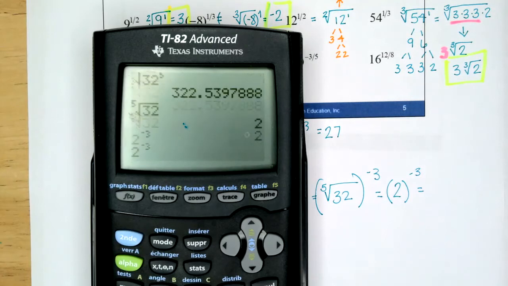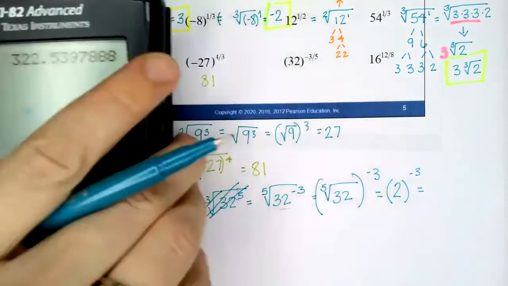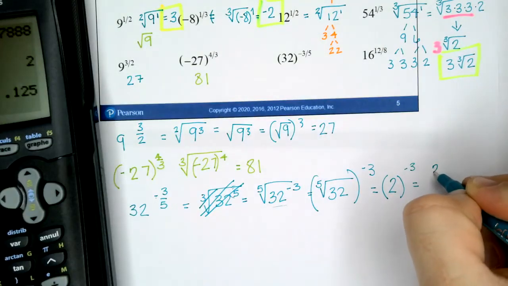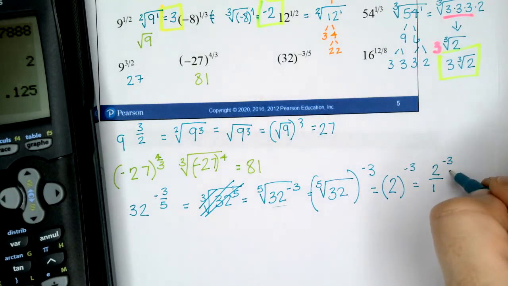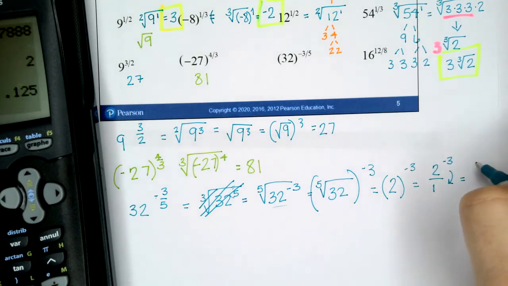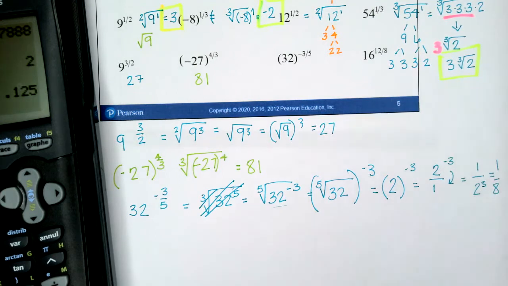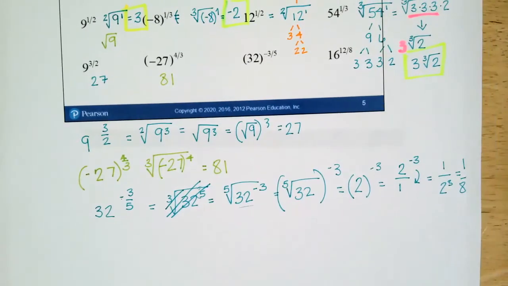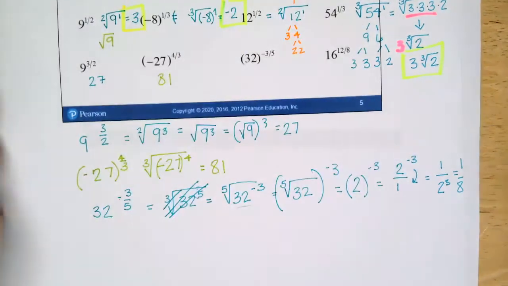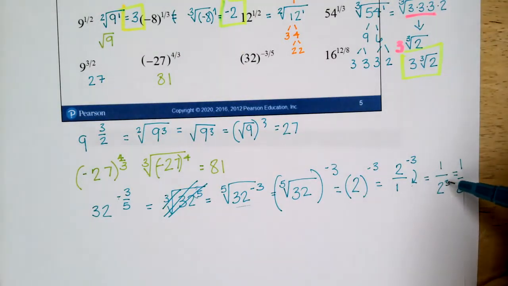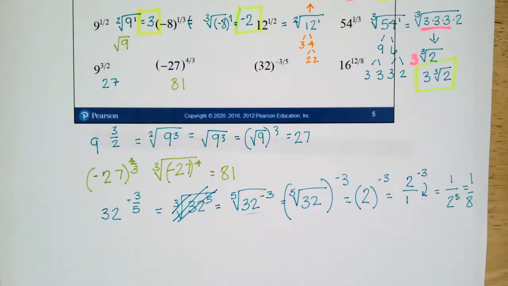2 to the negative 3 gives me a decimal because remember what I need to do is move it across a fraction bar to get rid of that negative sign. We never leave a negative exponent. So it's actually 1/8. Good. So because that was a -3, we moved it to the bottom. 2 to the third is 8, so we get 1/8 as our answer.